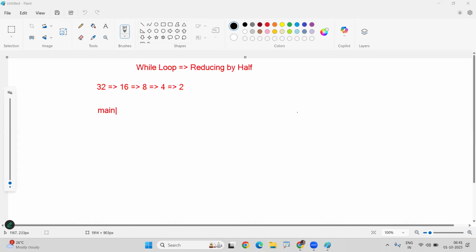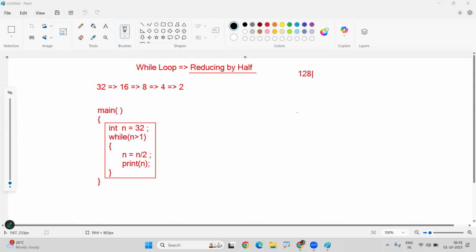I write the code in the main, taking n equal to 32. What is the loop? Until n greater than 1, every time we make n = n/2, make it half, and print that n value. Yes or no? How many times is it repeating? We already know whenever we reduce by half, it's log n times.